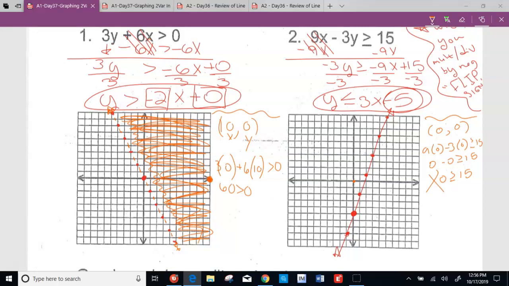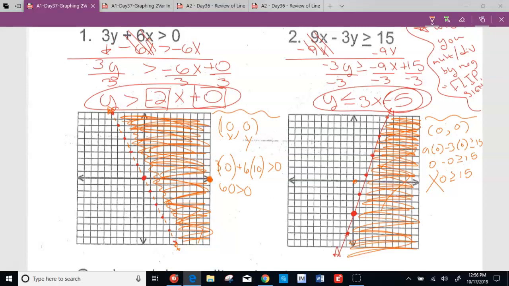Because we chose a point on the left side that made the statement false, that means the whole left side is false. So then which side am I going to shade? The right side. This is where all our good answers are. So I could pick any point on the right side if I want to, and it will then make the inequality true when I plug it in.